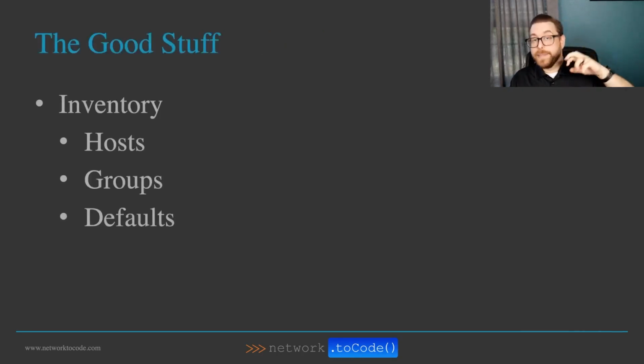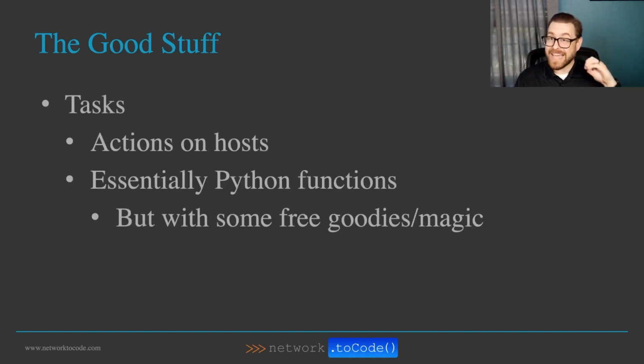So, the good stuff. It's an inventory with hosts, groups, and a defaults setting. No matter what your plugin or where your inventory lives, it's built out of those components. And there are tasks, which are the things you want to do to your inventory. So you have your inventory of hosts and the tasks you want to do to them. Tasks are really just Python functions, and there are some extra wrappers around them that Nornir provides, so the thread handling and things like that are built into the way these tasks are executed.